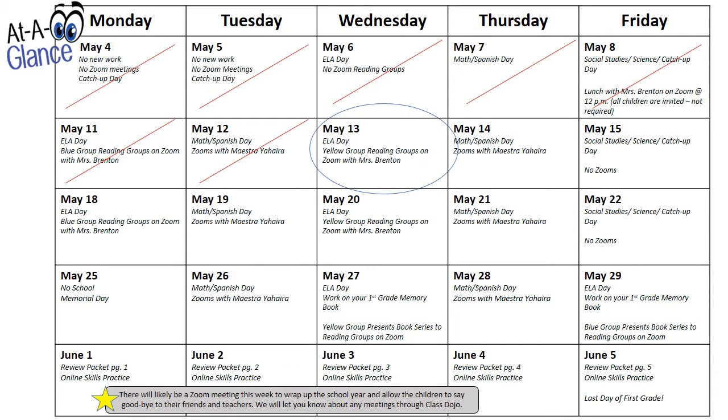Here's a quick look at our calendar. So we're already done that first week of May, and we're halfway through our second week. And of course, today is Wednesday, May 13th, and it's your ELA day. And because it's Wednesday, I'll be meeting with my yellow group friends on Zoom. And again, tomorrow is your math and Spanish day, and Friday is your catch-up day or your day to do social studies and science work.